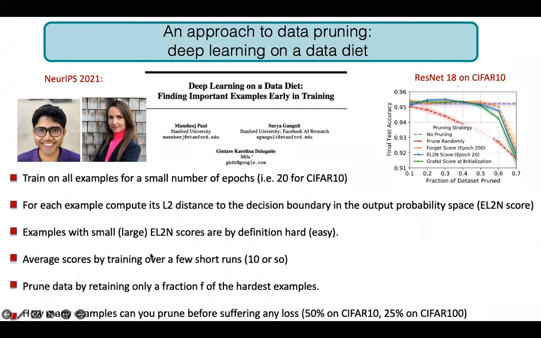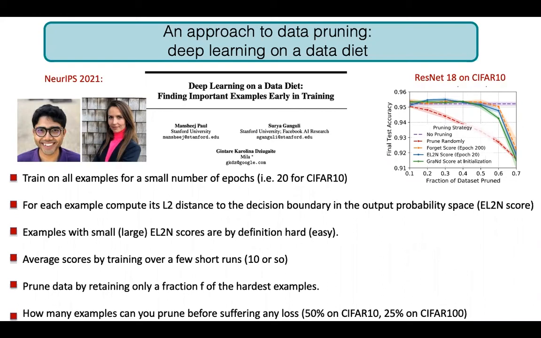We can denoise the system by averaging these scores. So we can score the examples by this L-tune score, distance to the decision boundary. We can average the scores over a few short training runs, maybe 10 or so. And then we can prune the data by retaining only a fraction F of the hardest examples.